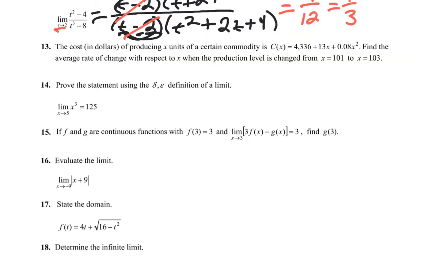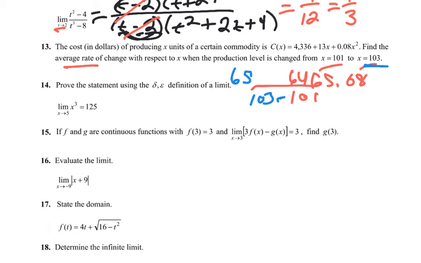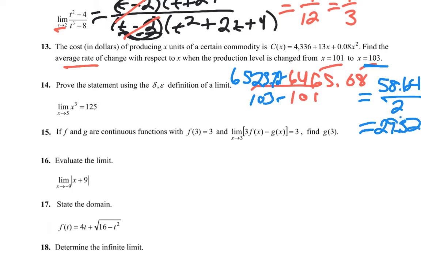Number 13. The cost in dollars of producing x units of a certain commodity is this equation. Find the average rate of change with respect to x when the production level changes from 100 to 103. So we just need to plug in 100 and 103. When I plug in 100, I get out 6,465.08. And then when I plug in 103, I get 6,523.72. And then I need to find the slope. So that's 58.64. It's not really the slope, but it is the slope. Average rate of change. And so that's what I get, 29.32.